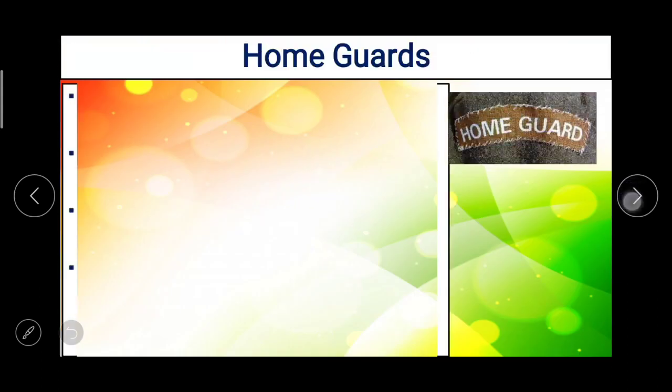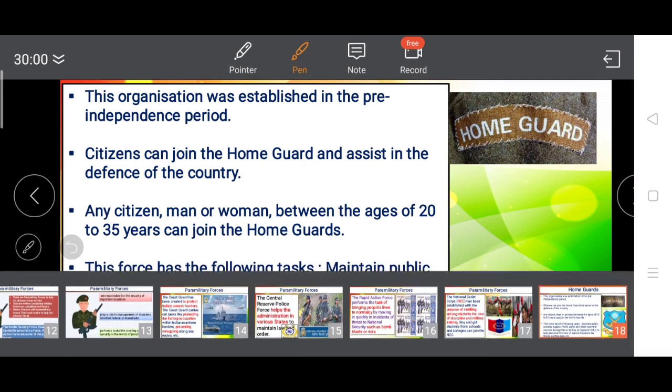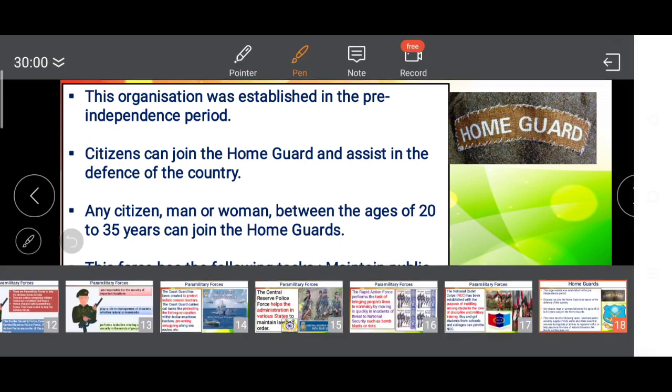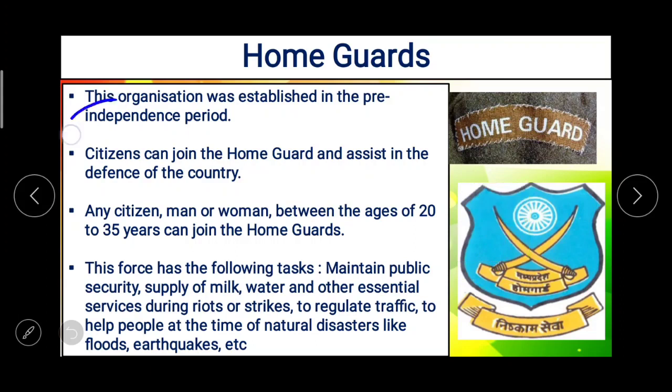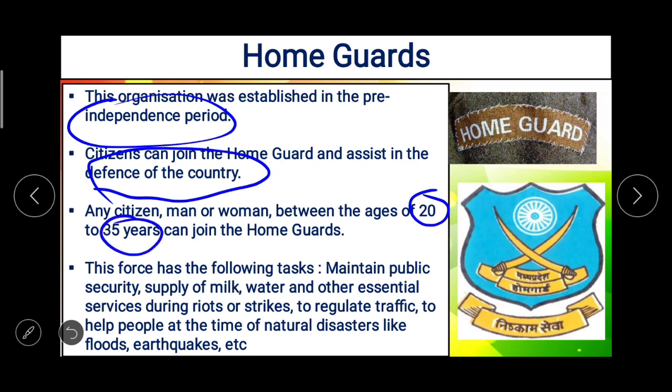Then the Home Guards. The organization was established in the pre-independence period. Citizens can join the Home Guard and assist in the defense of the country. If you are interested, then you can join Home Guards. Any citizen, man or woman, between the ages of 20 to 35 years can join the Home Guards.